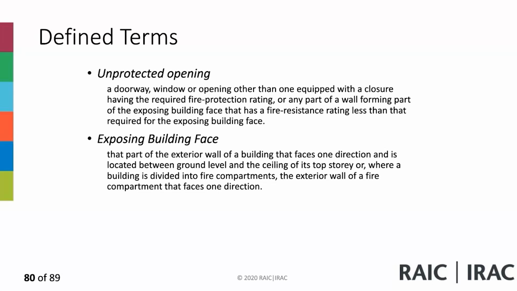And we have defined the exposing building face. It's that part of the exterior wall of a building that faces one direction and is located between the ground level and the ceiling of the top story. Where a building is divided into fire compartments, it is the exterior wall of a fire compartment that faces one direction, up to the ceiling of the fire compartment. So when you're looking at the exposing building face, you can do it for each fire compartment separately versus doing it for the whole exterior face of the whole building. Of course, if the floors are fire separated, the exterior wall of every floor is considered an exposing building face, and you look at the area of that floor for it.